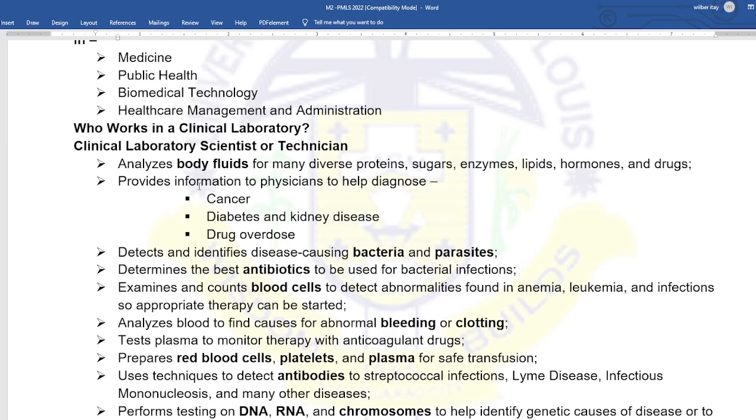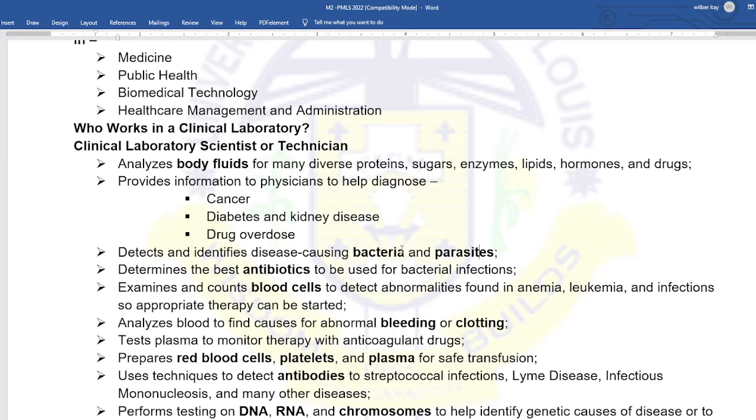Blood, we analyze blood, we also conduct laboratory tests on the blood. Okay, we also view them under the microscope. So it detects and identifies disease-causing bacteria and parasites. So this is under bacteriology and parasitology. And then in the result, you will state there what is the cause of the bacterial infection.